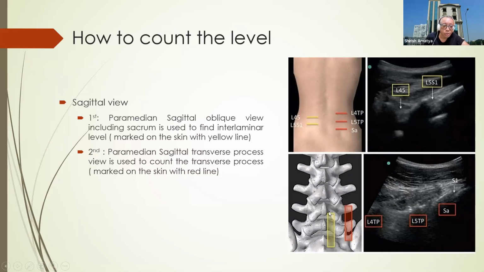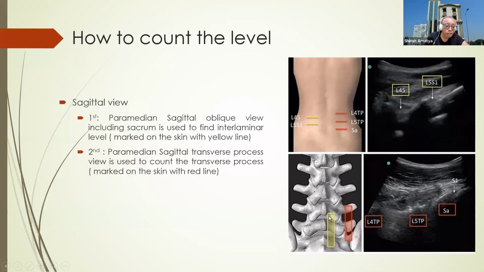More medially means over the lamina. We can also put the probe in a sagittal view. This is called the paramedial sagittal oblique or the laminal view. Here also we can easily see the lower part of the sacrum, and we can see the horse head sign of the lamina, and we can count the horse heads of these laminae, go above, and reach the desired lumbar vertebral level which is to be blocked.